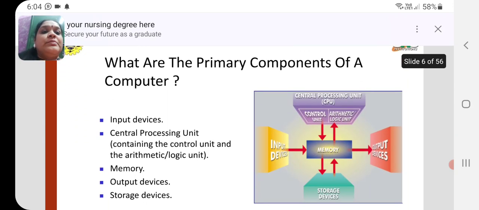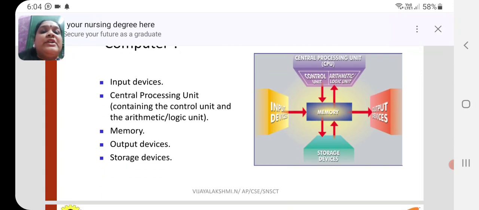So what are the primary components of a computer? Input devices, the central processing unit, memory, output devices, and storage devices.